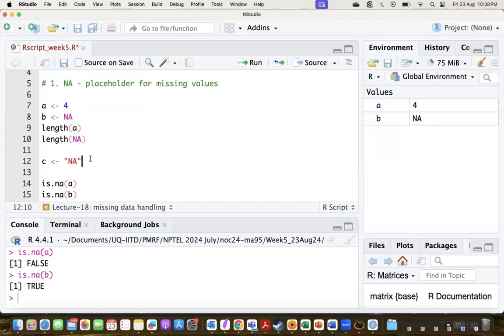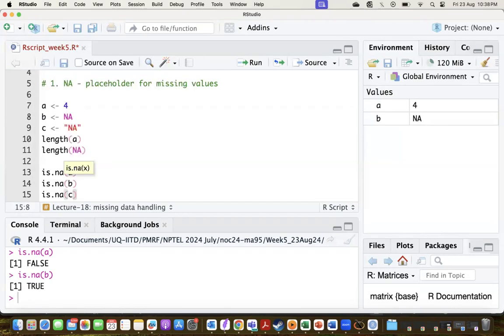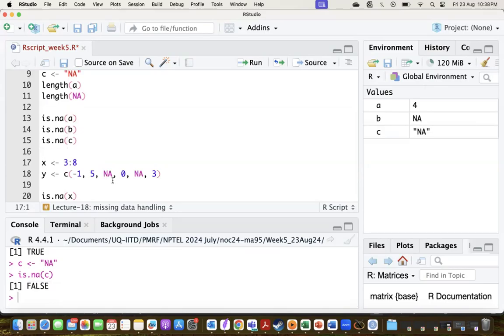So this, maybe if I just put this here, and for the sake of it, if I write is.na on C, and if we run this, you can already see it's coming up very differently. C is not NA, because even though you've written capital N, capital A, it's written in double quotes.